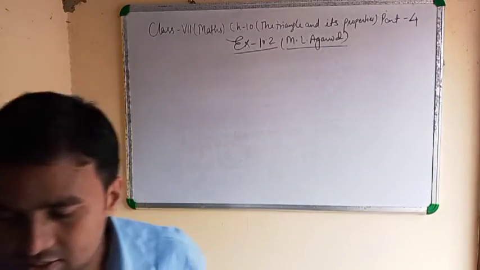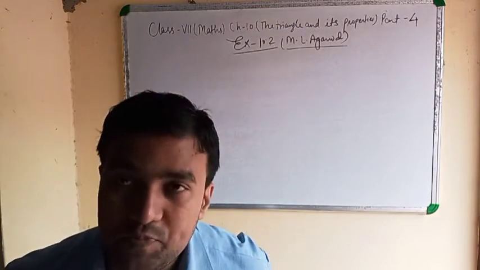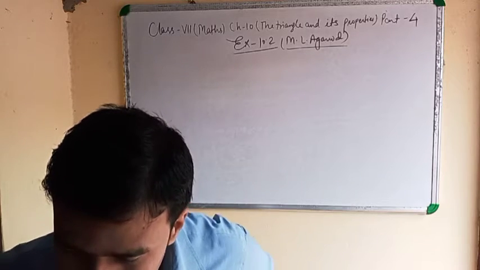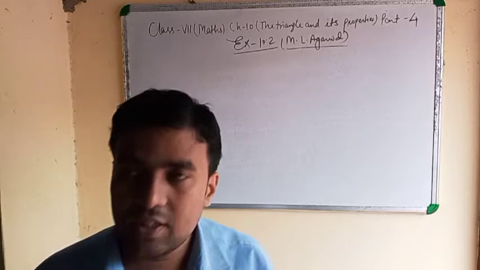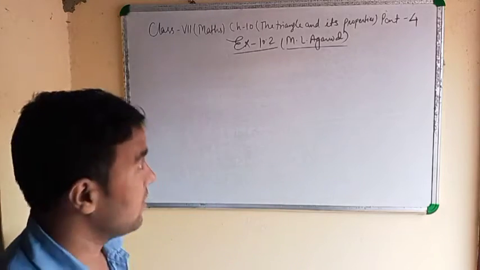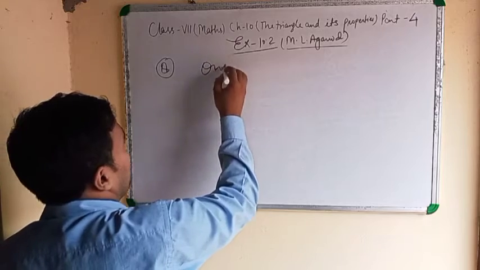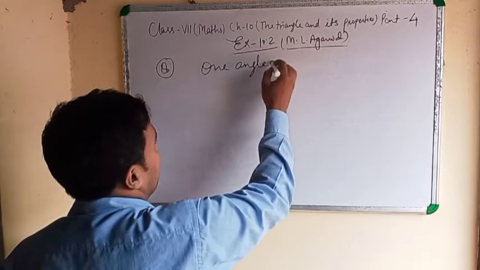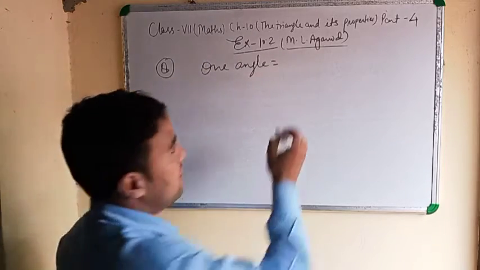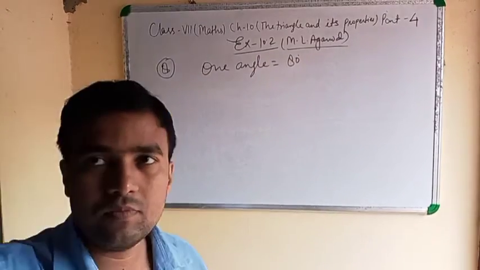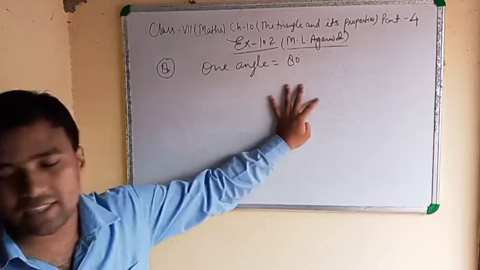Question number 6 and 7 you can do. Clear? Question number 8. It is also easy, but I will explain. One angle is given. How much? 80 degrees. Clear? So one of the angles is 80 degrees.